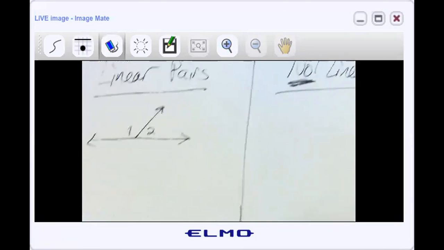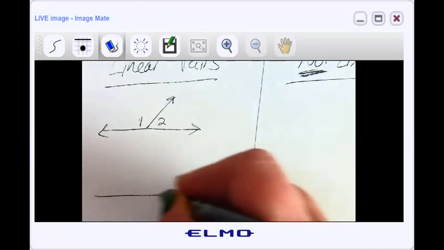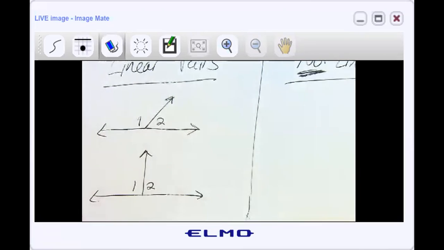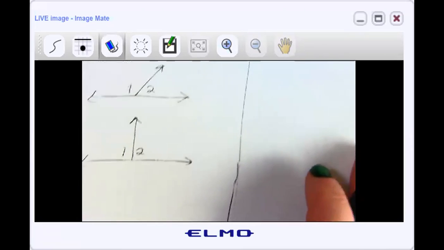Okay, linear pairs always do that. It could look something like this. You could have it come straight off. Who cares? Those two angles together still get me a perfectly flat line. They're going to add to be 180 together.